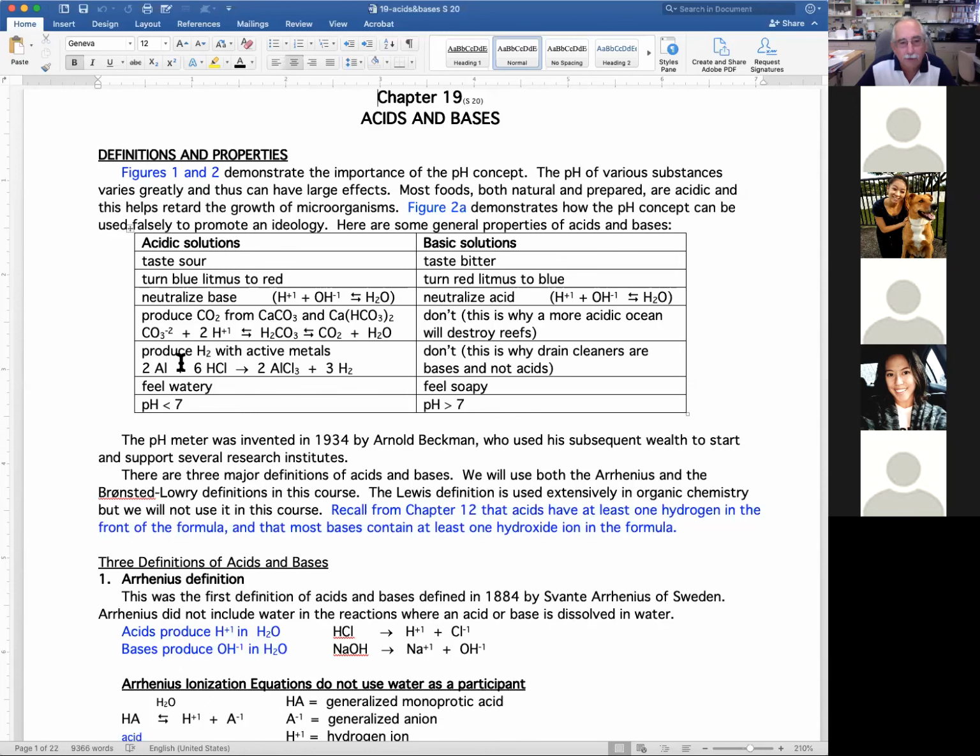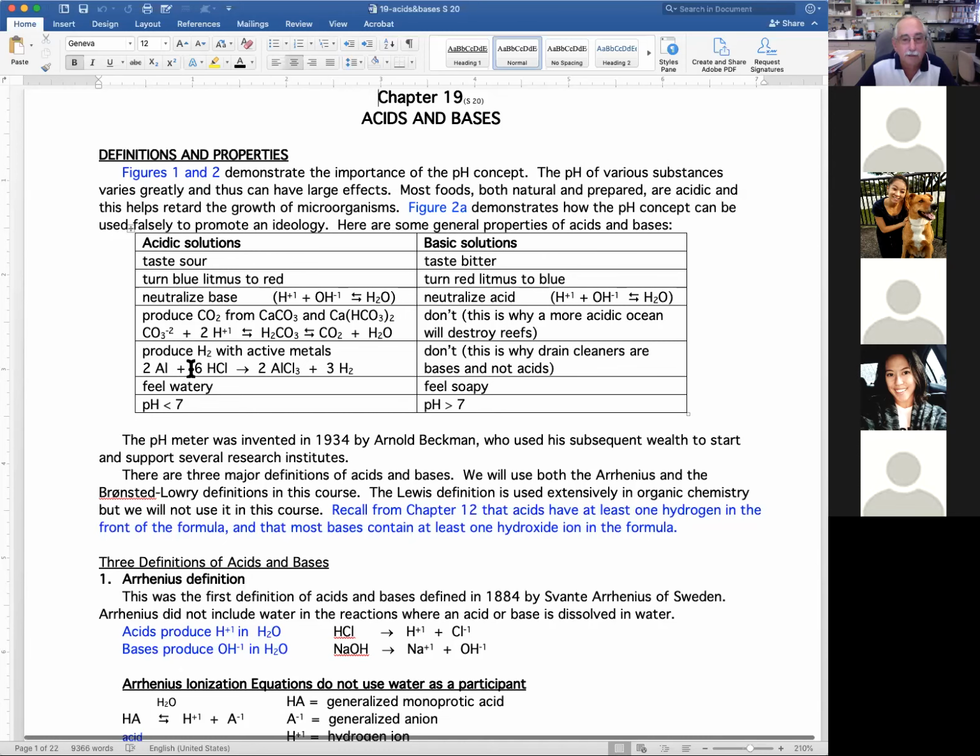And acids will produce hydrogen gas from active metals. So for example, you can dissolve aluminum with hydrochloric acid, and you end up getting the salt right here, and you give off hydrogen gas. Basic solutions won't do that.